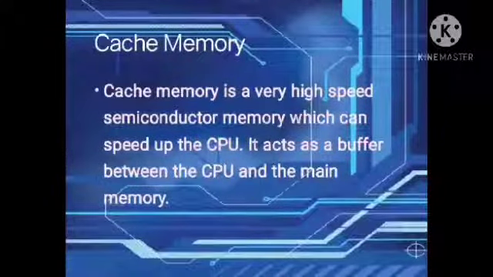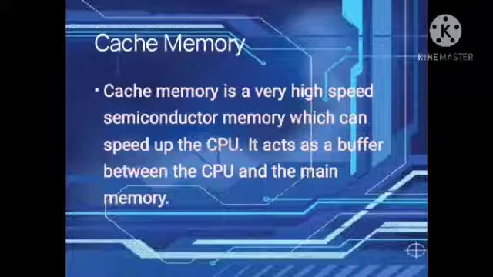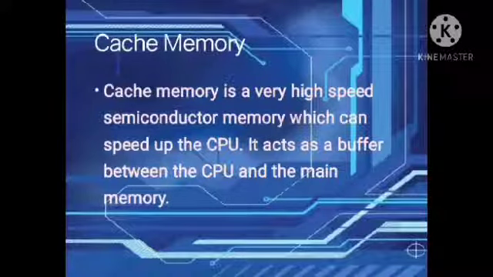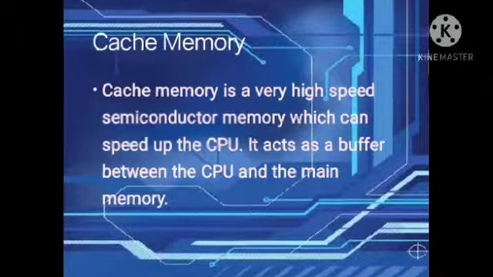So what is cache memory? Cache memory is a very high-speed semiconductor memory which can speed up the CPU. It acts as a buffer between the CPU and the main memory. This is the function of cache memory. It is used to hold those parts of data and programs which are most frequently used by the CPU. The parts of data and programs are transferred from the disk to cache memory by the operating system, from where the CPU can access them.